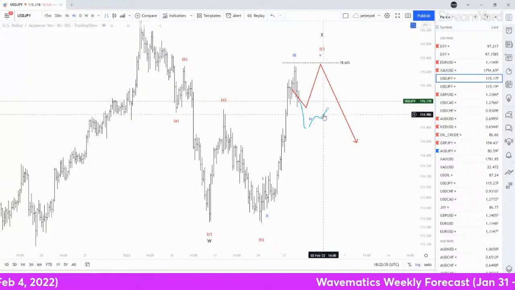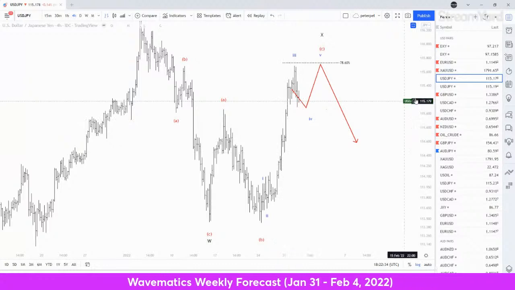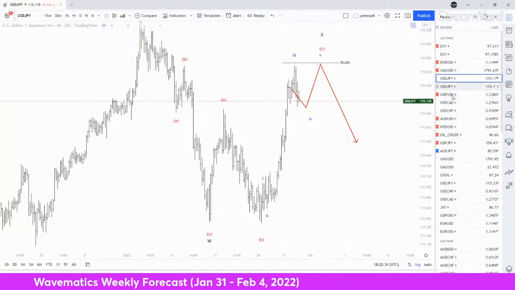So now that we are through with the USD Japanese yen, let's quickly look at the pound Japanese yen.